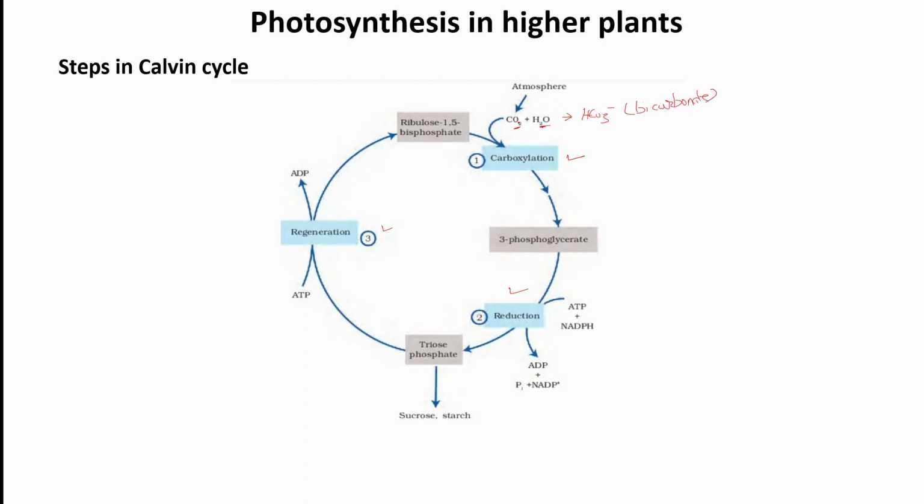Okay, and this bicarbonate then reacts with RuBP, ribulose 1,5-bisphosphate, leading to the formation of a 3-carbon compound. This is a 3-carbon compound known as 3-phosphoglycerate or 3-phosphoglyceric acid. Now, 3-phosphoglyceric acid is reduced to form 3-phosphoglyceraldehyde.